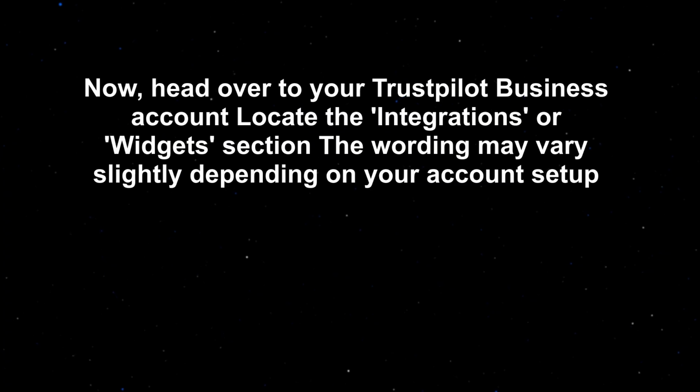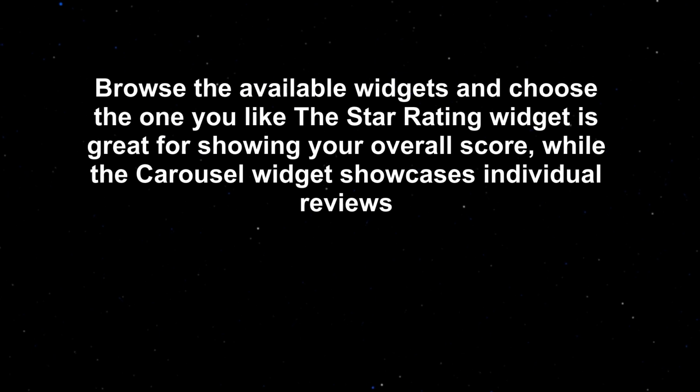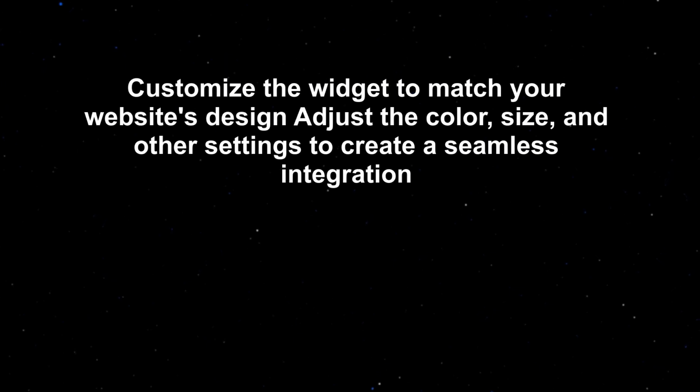Now, head over to your Trustpilot business account. Locate the Integrations or Widgets section. The wording may vary slightly depending on your account setup. Browse the available widgets and choose the one you like. The star rating widget is great for showing your overall score, while the carousel widget showcases individual reviews. Customize the widget to match your website's design. Adjust the color, size, and other settings to create a seamless integration.